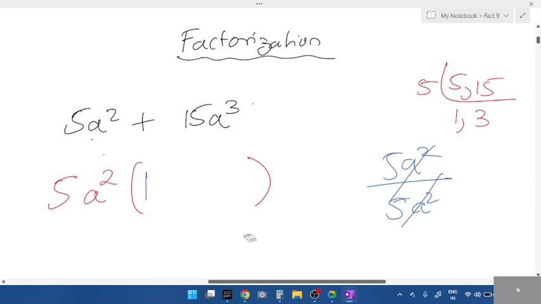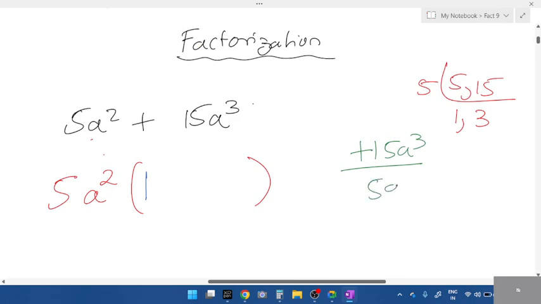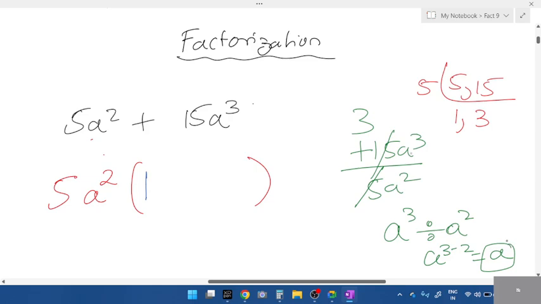Which one should I take? Next one. It should take plus 15a cube. Very good. Plus 15a cube divided by 5a square. Along with the sign, you're supposed to take 5 ones are 5, 5 threes are 15. In exponents, I taught you all. For division, what rule do we apply, students? If it is division, you have to subtract. Very good. So 3 minus 2, what do you get? A. So what's the answer? 1 plus 3a. This is factorization. Understood?